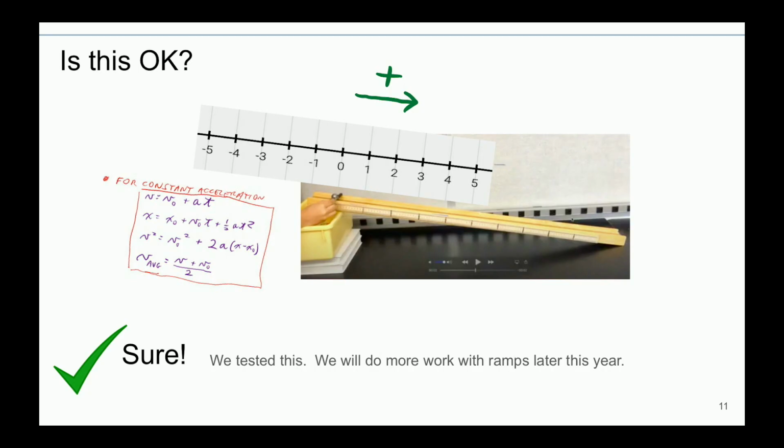Because all you have to do is tilt your coordinate system, as I have shown here, and make it parallel to the ramp, and that's totally fine. There's constant acceleration, and all of the equations apply. You just redefine your coordinate system for your convenience, and you say that plus is parallel to the ramp and downhill. So that's totally legit, and we'll do more with ramps later in this course.